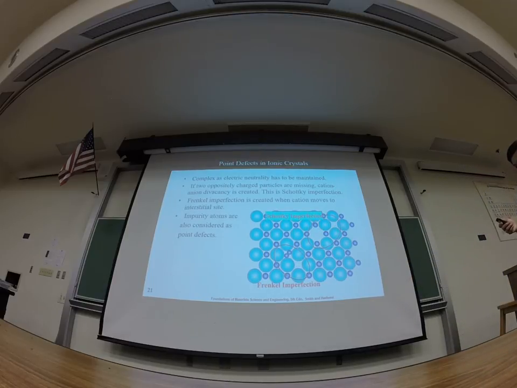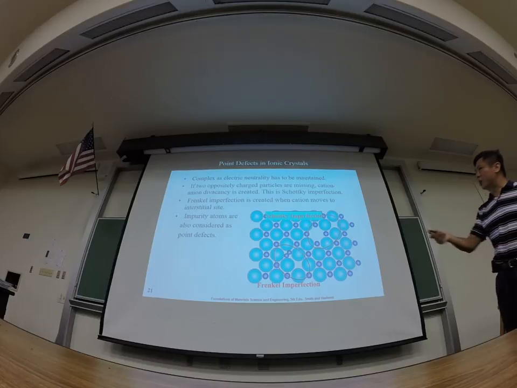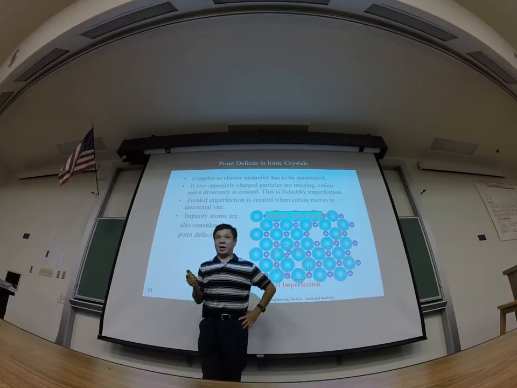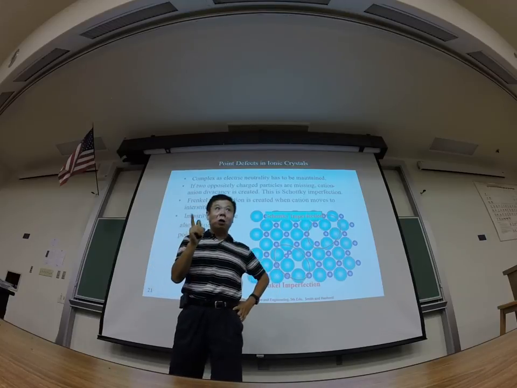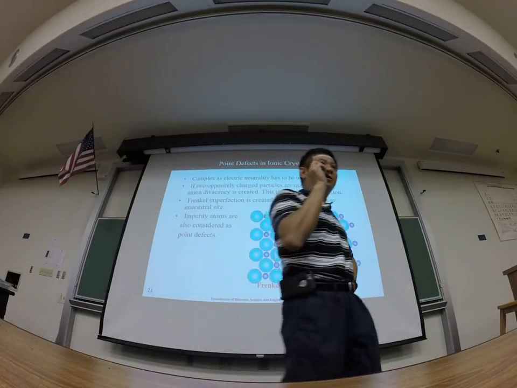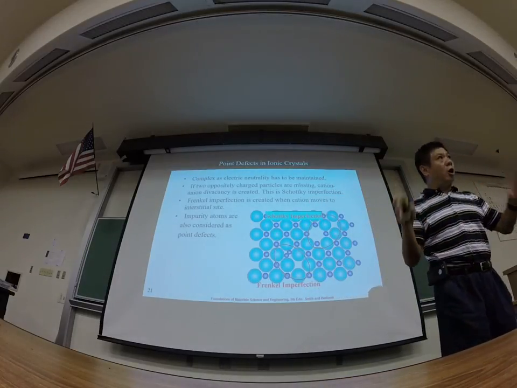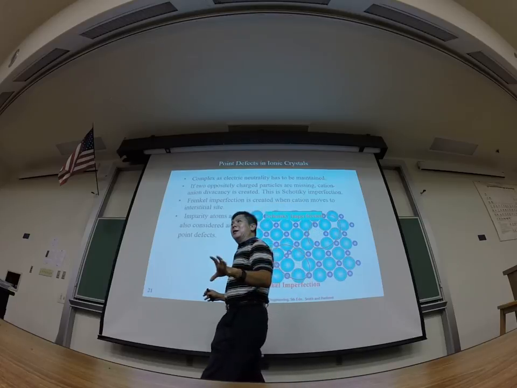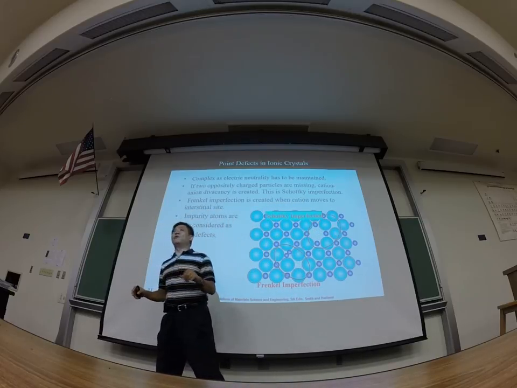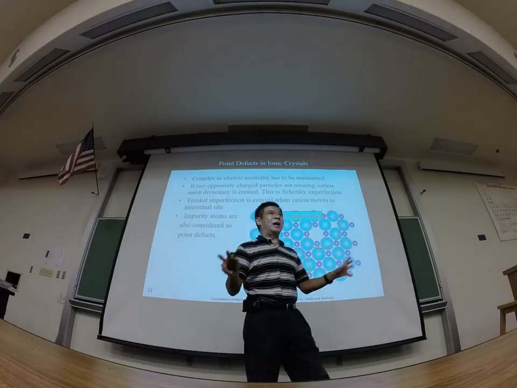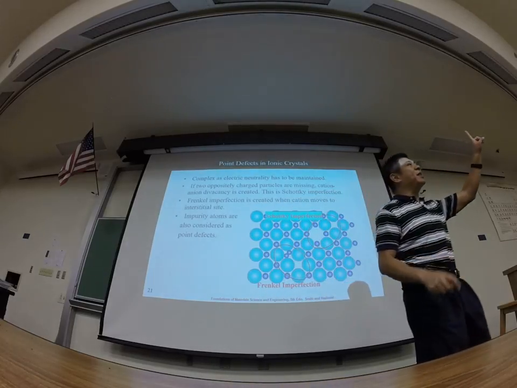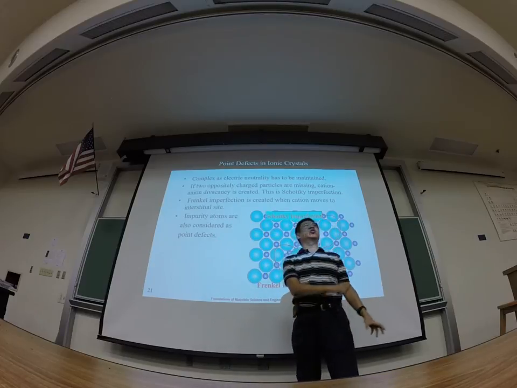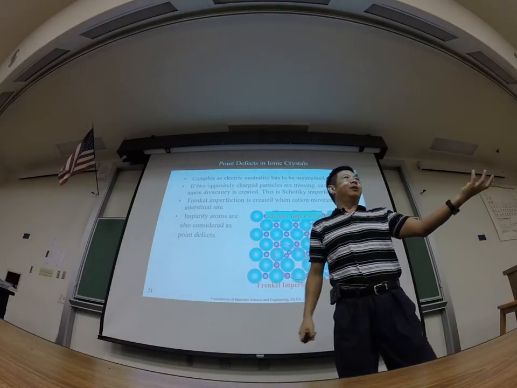Okay. And one thing I want to mention: if you have a low level of impurity atoms, later on we will talk about that, especially for semiconductors. When we dope phosphorus atoms at a very low level, perhaps 1 out of 1 million silicon atoms is a phosphorus atom. Those impurity atoms, we could also think of as point defects.